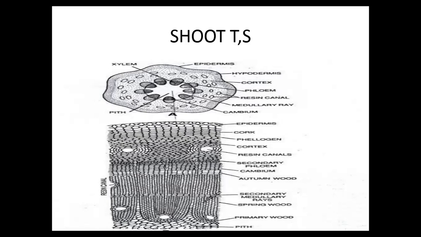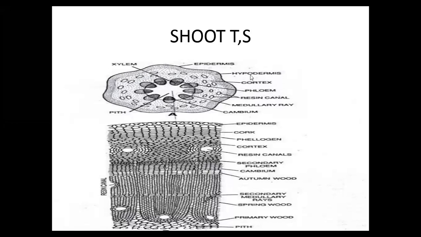Beneath the epidermis, cortex is present. See children, it is the cortex zone. Again, the cortex is divided into two major portions: one is outer cortex, second is inner cortex. Outer cortex is also called hypodermis. Inner cortex we generally call normal cortex.